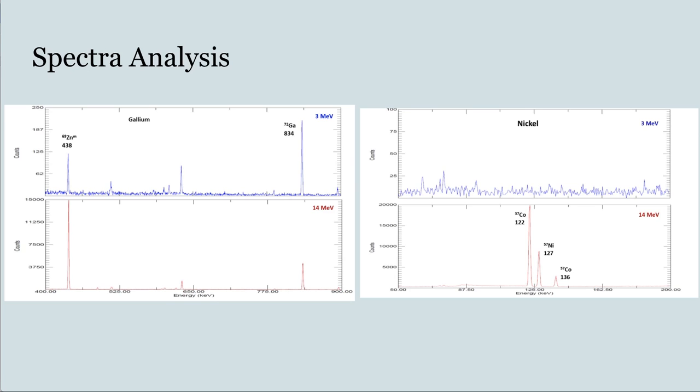The plot on the left is of gallium, and because the np reaction producing zinc-69 isomers and the n-gamma reaction producing gallium-72 both have threshold energies of less than 3 MeV, the ratios of two products were calculated for each neutron energy. Just by looking at the height differences of these peaks, we can expect a rather different ratio for the initial activities of these radioisotopes.